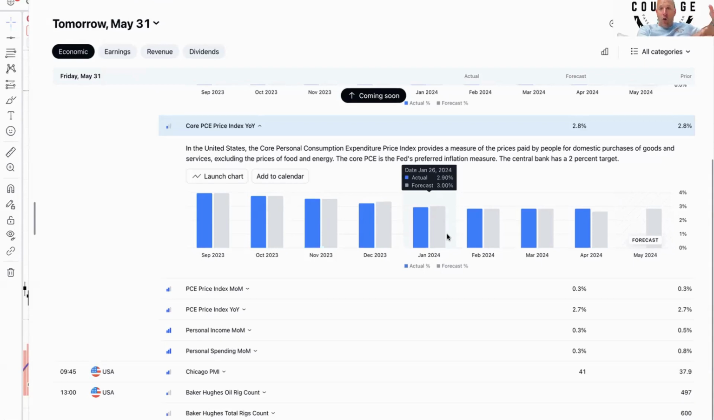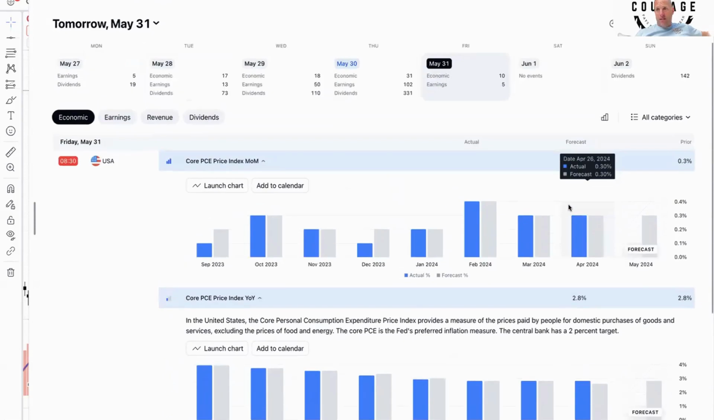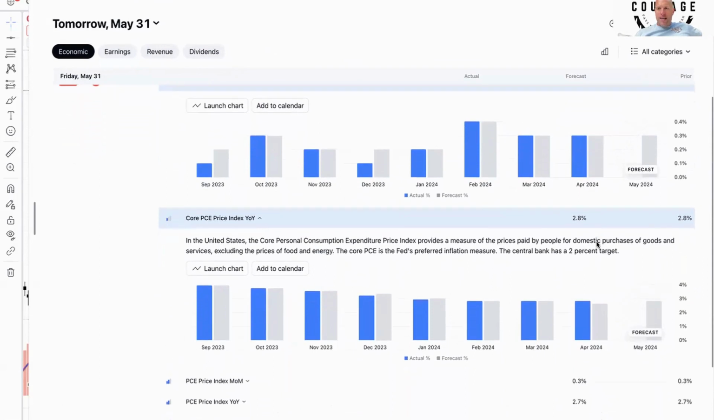Okay, so core PCE, it's personal consumption. So it's what you and I are spending on goods and services. And, you know, if you've been out shopping or if you looked at your insurance bill or anything, it probably doesn't look like things are coming down. But what's expected year over year, 2.8% last month, 2.8% this month. So just like the month over month, it's expected to hold steady, hold tight.